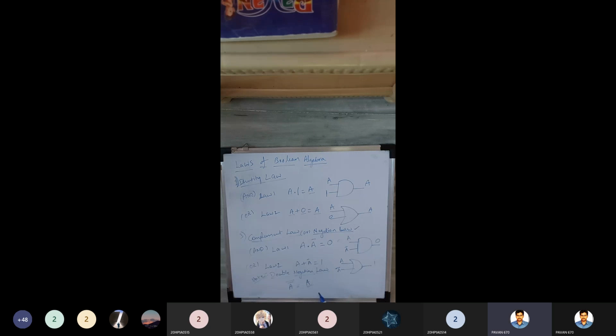Okay. So what this law is saying is this one. We can write the statement here. This law states that double negation, or double complement of a variable, is equal to the variable itself.